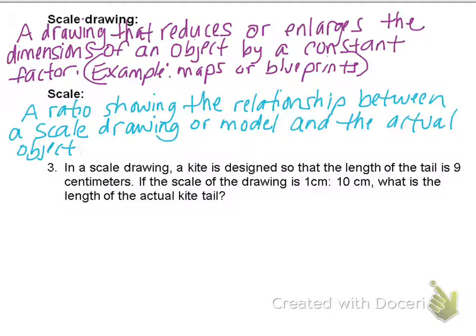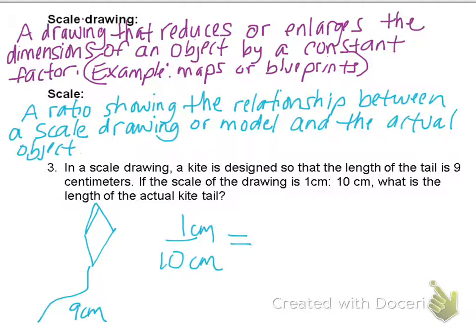So let's look at an example. In a scale drawing, a kite is designed so that the length of the tail is 9 centimeters. So if we have a kite, the length of the tail is 9 centimeters in the drawing. If the scale factor is 1 centimeter to 10 centimeters, what is the length of the actual kite? So we'll set this equal to another ratio. So this here is the scale that tells us how they're related.